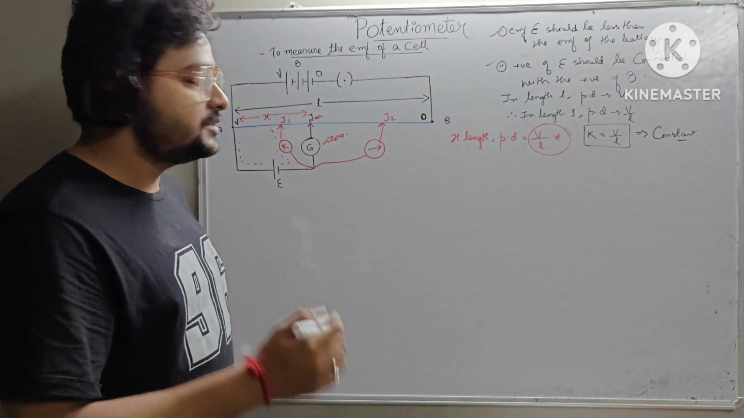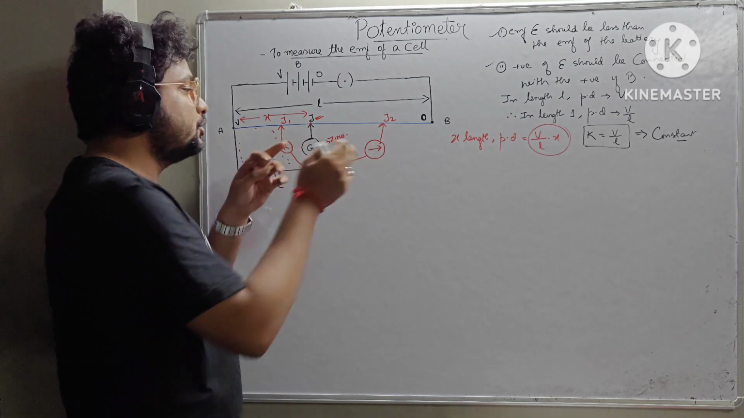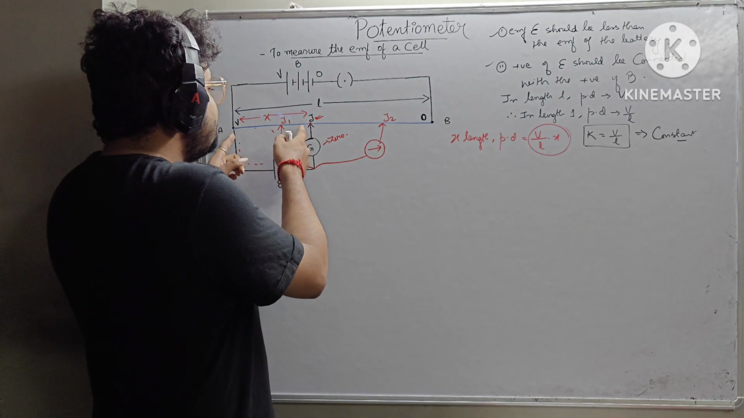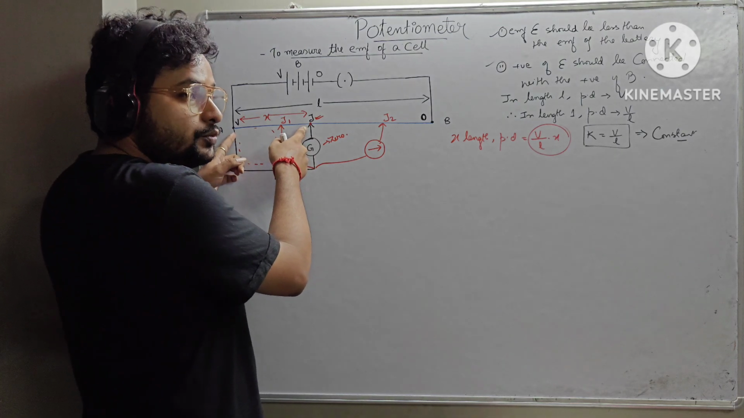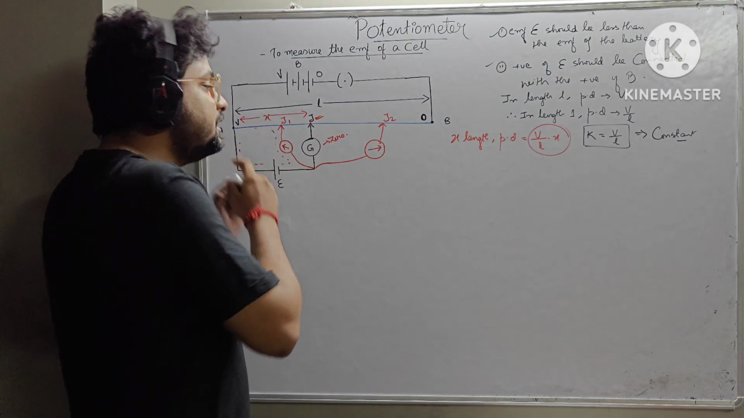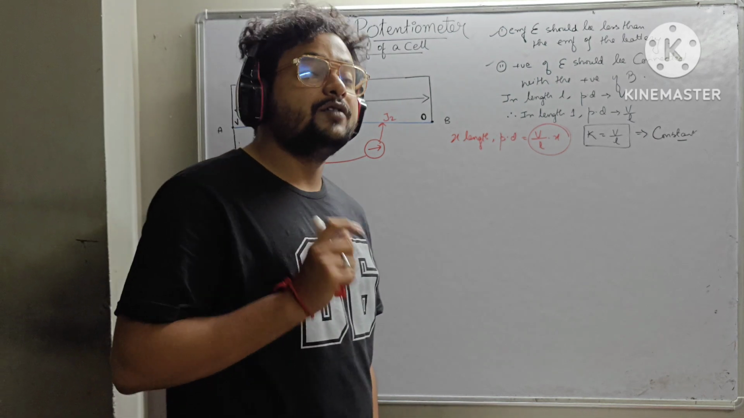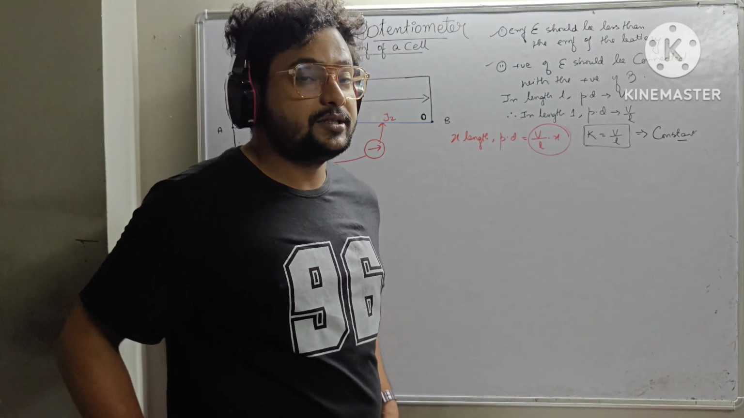Okay, we have discussed this already. For x length, the potential difference will be V by L into x. Now if you find out the potential difference between these 2 points, that basically is the EMF of the cell. That is only the EMF of the cell. Okay, so how is it working? You have to understand the concept behind it.